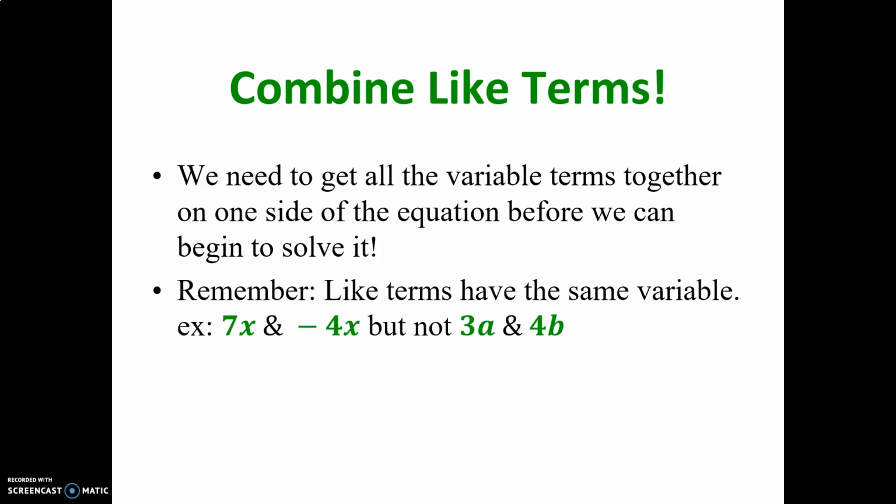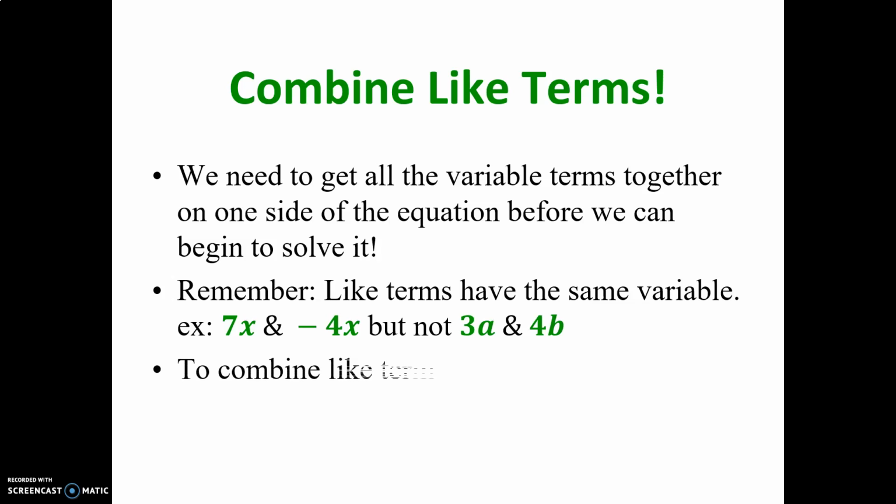have the same variable. For example, 7x and minus 4x, those are like terms, but 3a and 4b are not the same variable, so they are not like terms. It's analogous to thinking of like apples and bananas. 3 apples and 4 bananas are not the same thing. Even though they're both fruit, they're not exactly the same thing. We can't really add them together, unlike the x's here, or if we had all apples or all bananas or something.